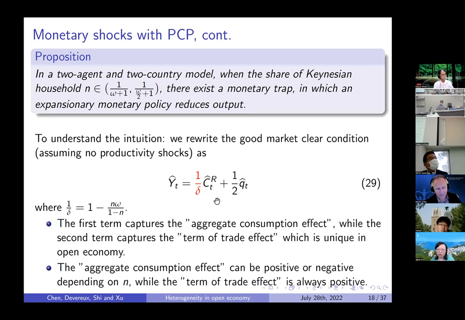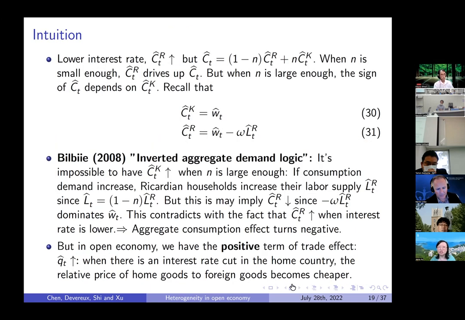Okay, so this aggregate consumption effect, which is emphasized in the closed economy literature, could be positive or negative depending on n. However, this terms of trade effect is always positive. Why? Because when you have an interest rate cut in the home country, the terms of trade are going to benefit. It's going to lead to a relative price decrease of home goods, and this is going to increase output. So this gives us a different range compared to the closed economy model.